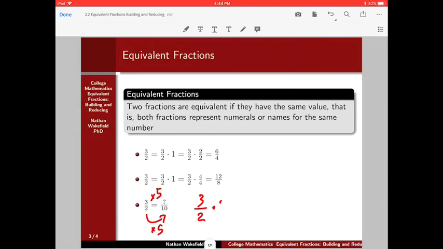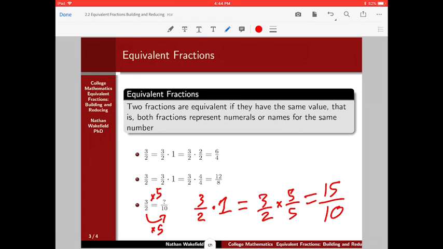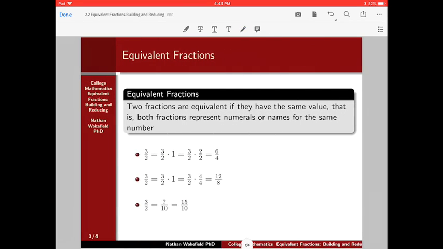So let me go back a slide and see if I can make this work for you. So 3 halves times the number 1 is the same as 3 halves times 5/5, which is the same as 15/10. And so that is exactly what we have here. We have 3 halves is the same as 15/10. So we would say that 3 halves and 15/10 are equivalent fractions.